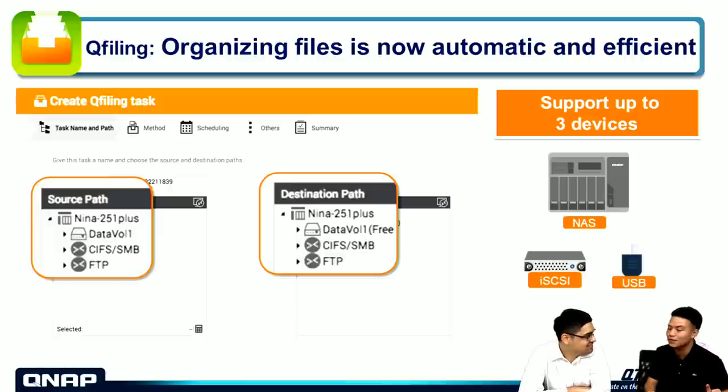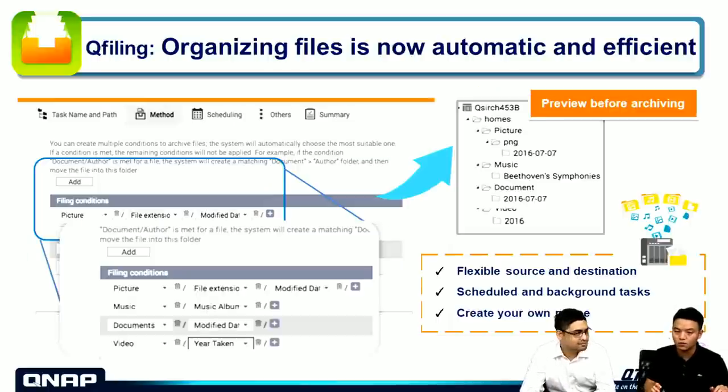So here comes QFiling. The idea is pretty simple. You select what files you want to be filed, and again, how you want them to be filed. Here in our slides, on the left side, you select the sources and select the destinations. We actually support NAS, iSCSI and USB devices as your sources and destinations. And once you're done with the selections of source and destination, you want to customize your own conditions of filing.